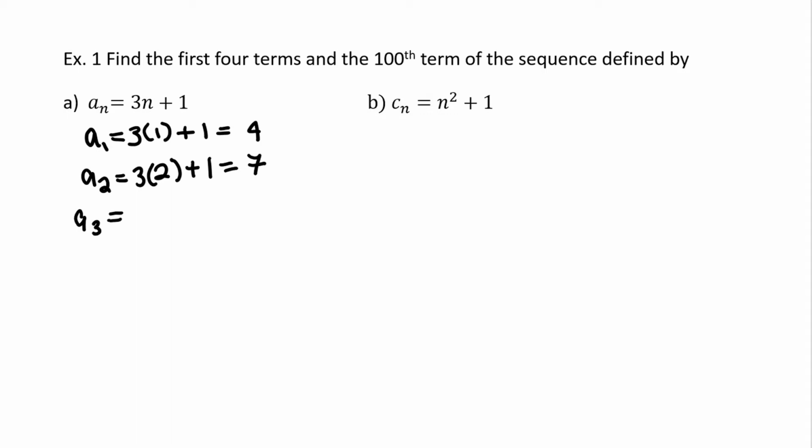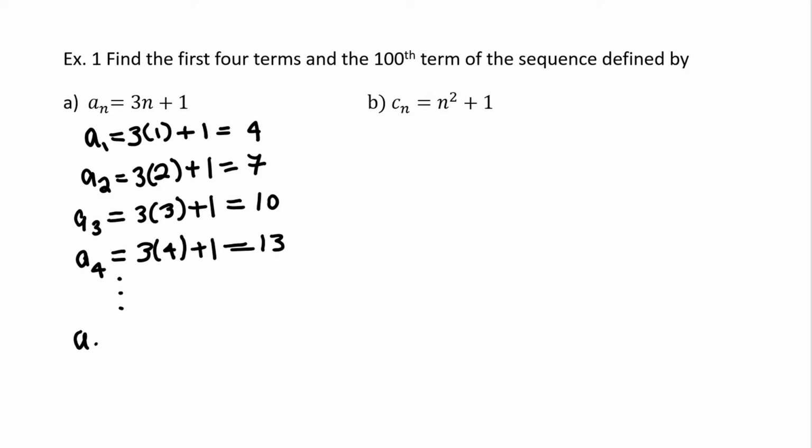A sub 3 is 3 times, we put in 3 for the n, plus 1. 3 times 3 is 9. 9 plus 1 is 10. And a subscript 4, that's the 4th term. 3 times 4 plus 1. 3 times 4 is 12, and 12 plus 1 is 13. And now we want the 100th term, which would be 3 times 100 plus 1. And 3 times 100 is 300, and add 1, so it'll be 301.